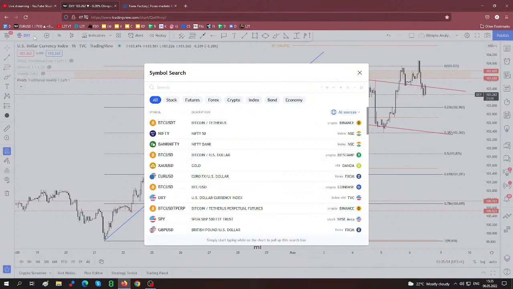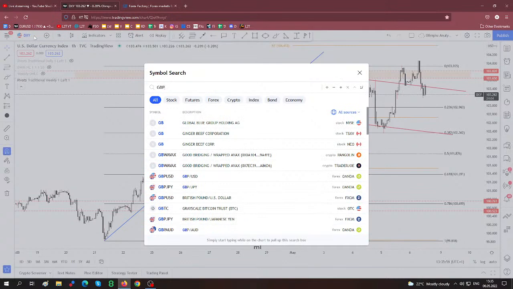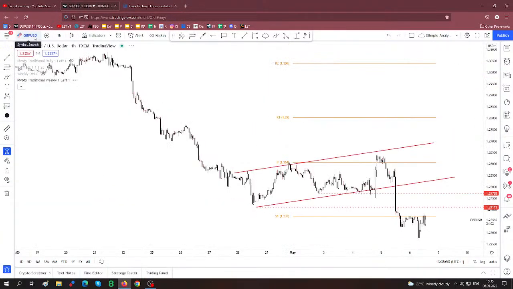Let's take a look again. So British pound, US dollar. I will take a look also at US equities.